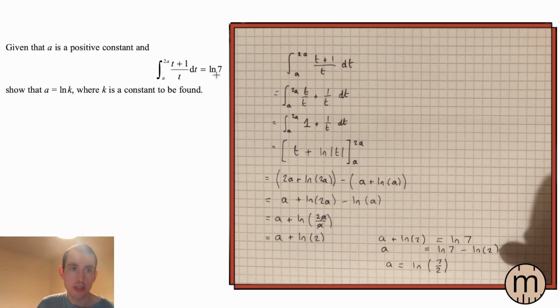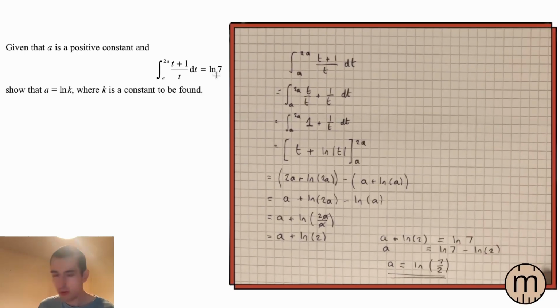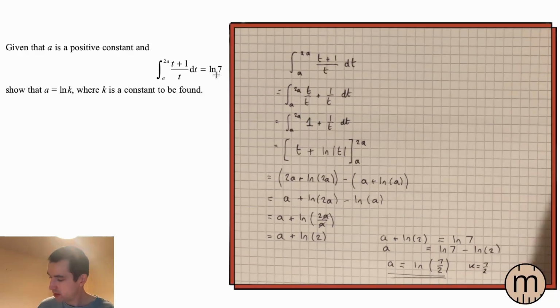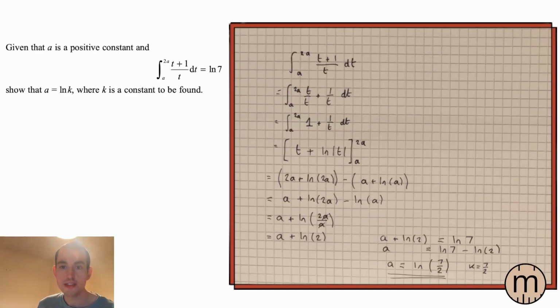Going back to the question, show that a equals ln k, where k is a constant to be found. Well, we just did it. a is equal to ln of 7 over 2. So k is 7 over 2. Done. That's worth 4 marks, and I may be biased because I love integration, but I think that's quite a nice one.